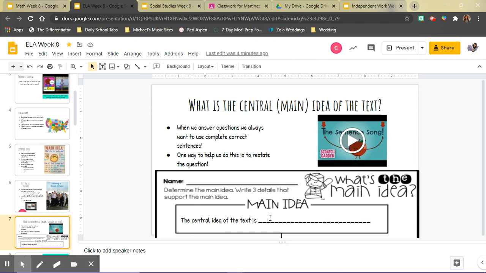And that's what you're going to do on your independent learning today. You're going to tell us what the central idea is. And you already have this sentence starter for you. And all you have to do is click and type, what is the central idea? To remind yourself of what a complete correct sentence looks like, make sure to watch this video, the sentence song.